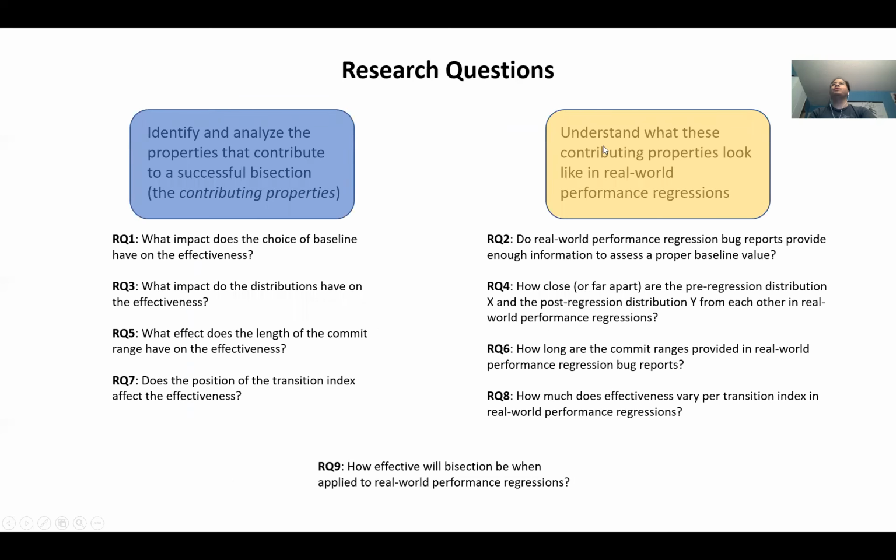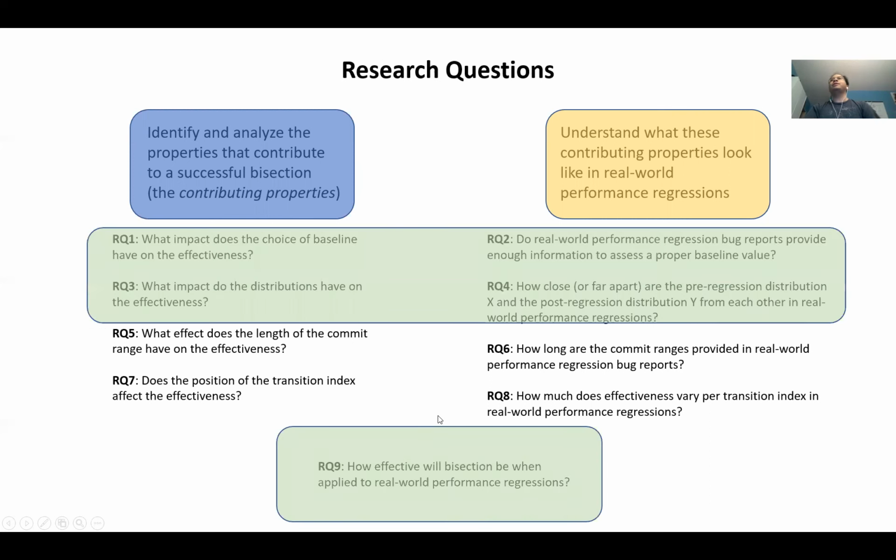All right, so again, these are the 2 goals that I showed earlier, and I have all the research questions that I've answered in the paper. The way that I've structured it is basically for the odd numbered research questions, these ones would sort of feed into this goal right here of analyzing the contributing properties. And then for all the even numbered research questions plus RQ9, these are more the realistic types of questions where it tries to analyze what the contributing properties look like in practice.